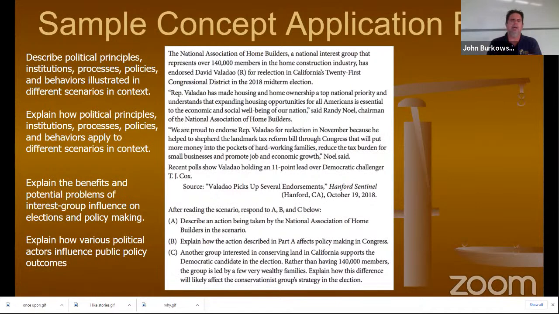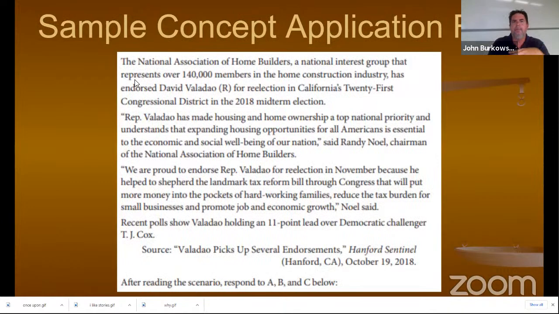We can read the scenario, all right? Given our situation, here's the actual scenario. The National Association of Home Builders, a national interest group that represents over 140,000 members in the home construction industry, has endorsed David Valadao, Republican, for re-election in California's 21st congressional district in the 2018 midterm election. Representative Valadao has made housing and home ownership a top national priority and understands that expanding housing opportunities for all Americans is essential to the economic and social well-being of our nation.